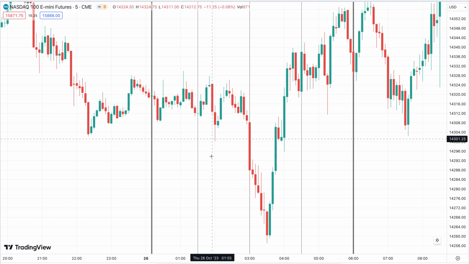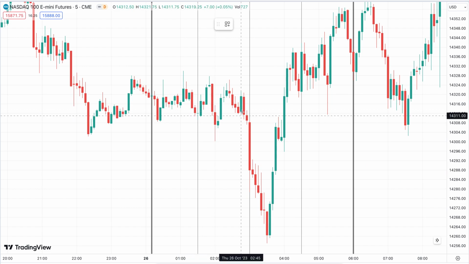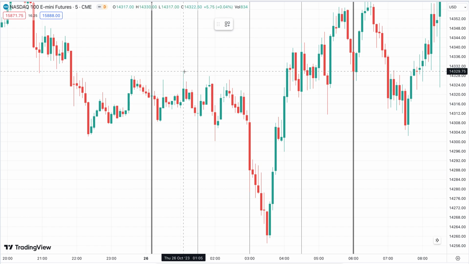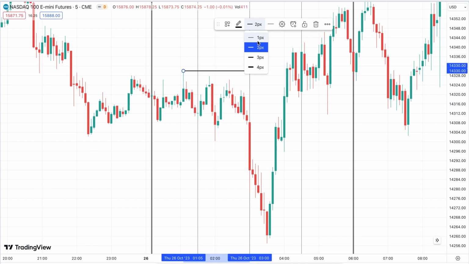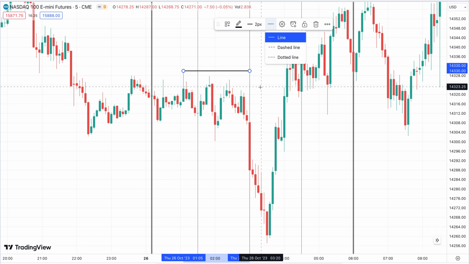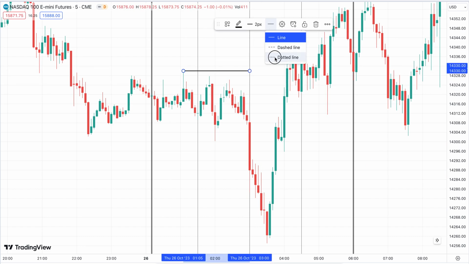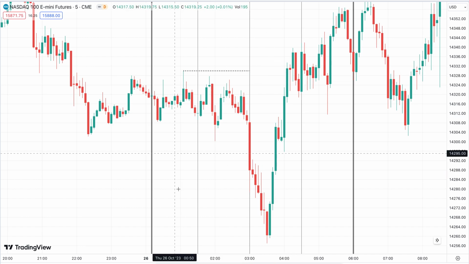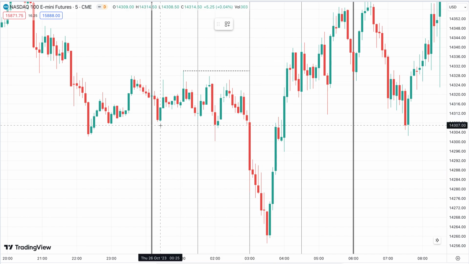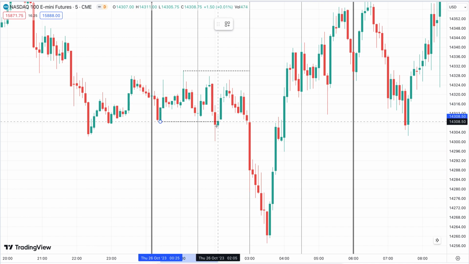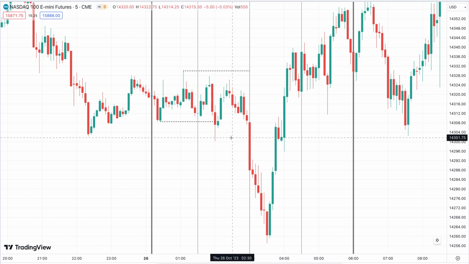And then Q2 we're looking for the highs of Q1 to get taken. So right there, that's not taken in Q2. See the dotted line. But the low is taken. So that low is taken.